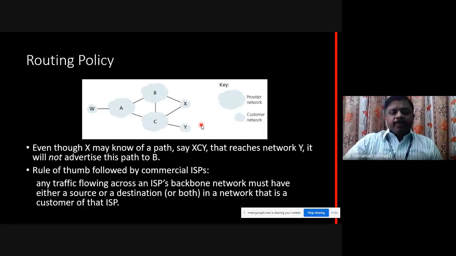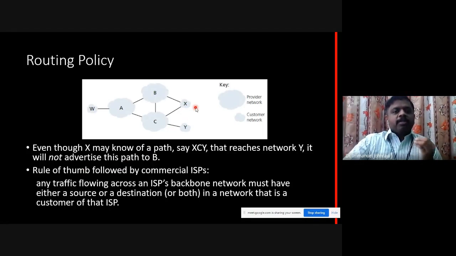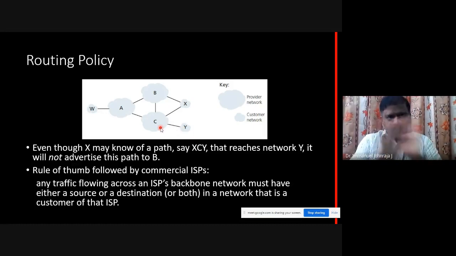All right, now we'll have the first point to be explained here. Even though X may know of a path, say XCY, through X, if you send a packet, X has the reachability to Y. That reaches network Y, but it will not advertise this path to B. X knows how to reach Y because X is connected to the ISP autonomous system C, and Y is a customer network which is connected to C. This is the scenario.